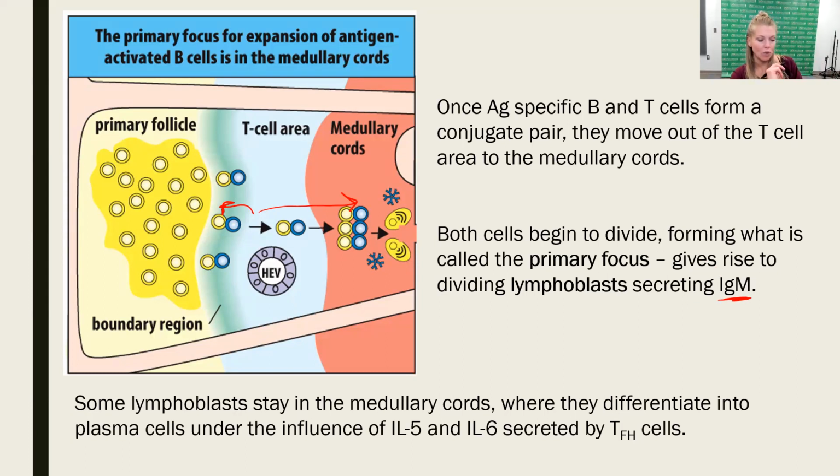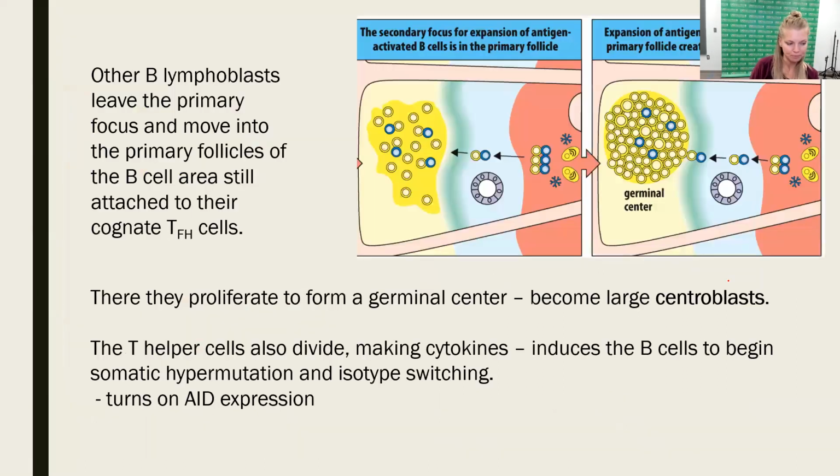Some of those lymphoblasts are going to stay in the medullary cords, and they'll differentiate into plasma cells. IL-5, IL-6 will be two cytokines that will drive this production, and those cytokines are secreted by T follicular helper cells to drive these B cells into becoming plasma cells. But again, they're secreting IgM. Other lymphoblasts now are going to move back into the lymph node, into the B cell area. So now they're moving from the medullary cords back into this B cell area.